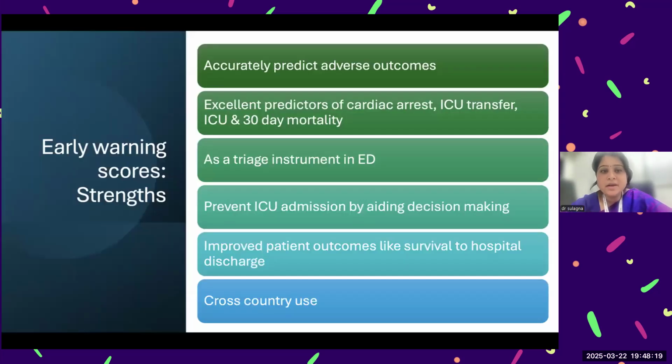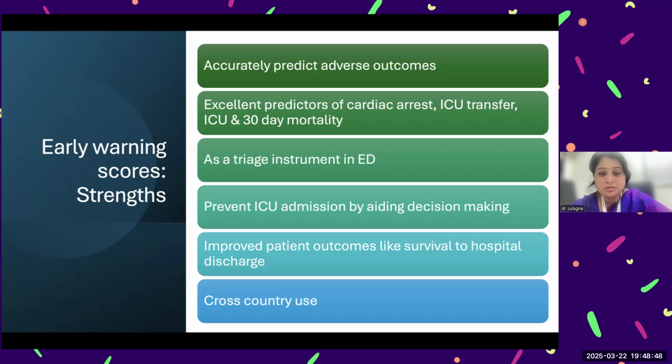So what are the strengths of early warning scores? The strengths are that they can accurately predict adverse outcomes. They are excellent predictors of cardiac arrest, ICU transfer, and ICU and 30-day mortality. They can be used as triage instruments in the emergency department. They can prevent ICU admission by aiding decision making and improve patient care outcomes like survival to hospital discharge.